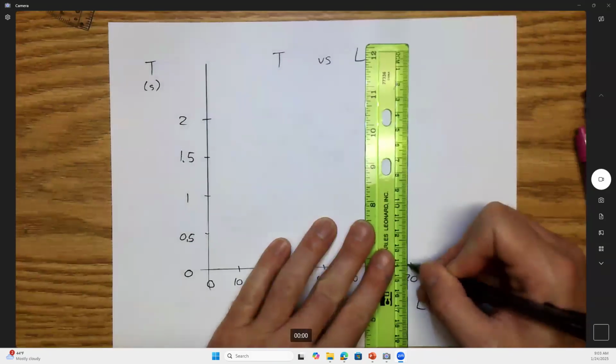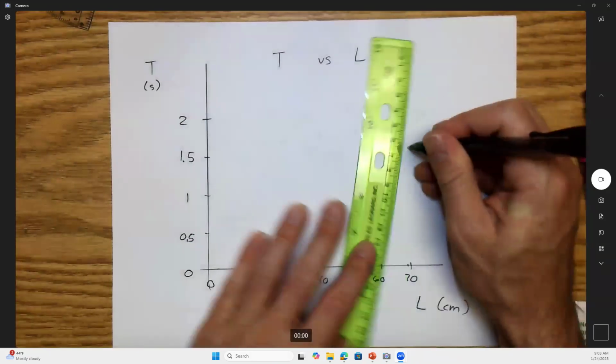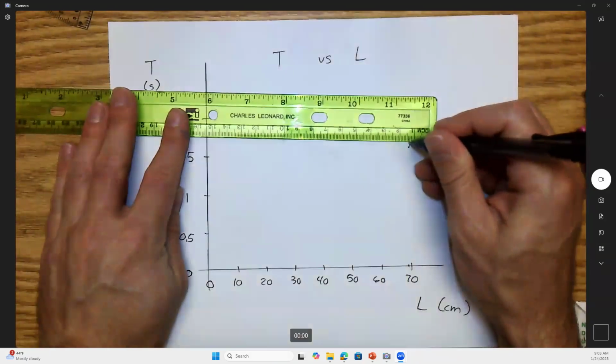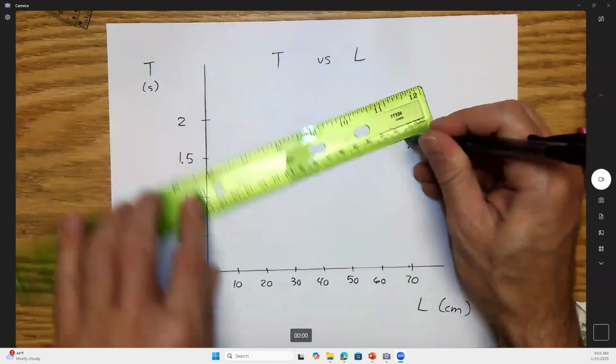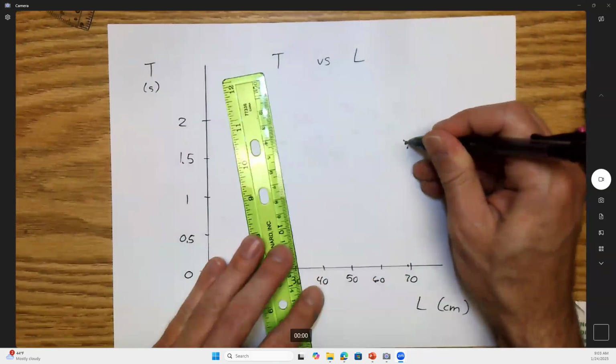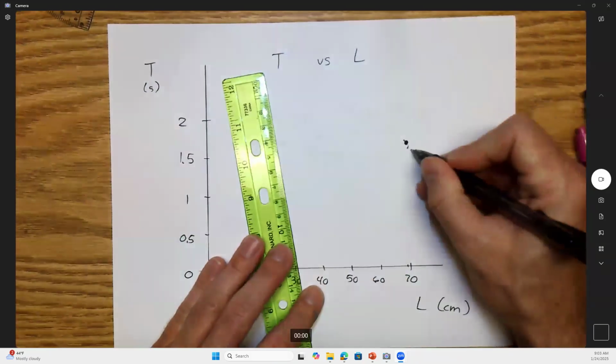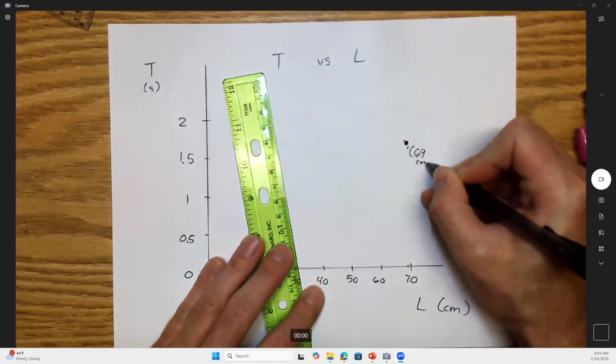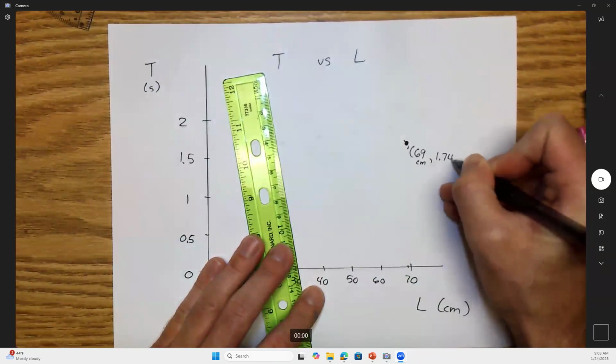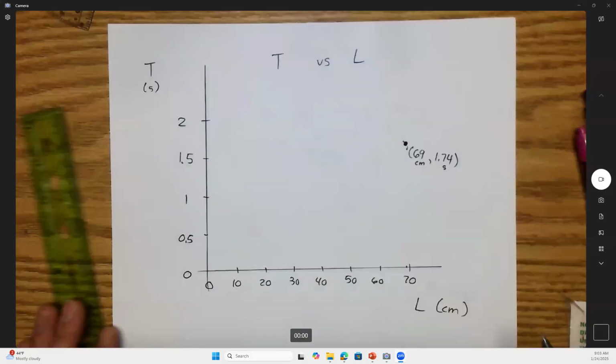Yeah, of course, right? 69 centimeters, 1.74 seconds. 1.74 is right about there. So 69 centimeters, 1.74 seconds. All right, what's the next one?